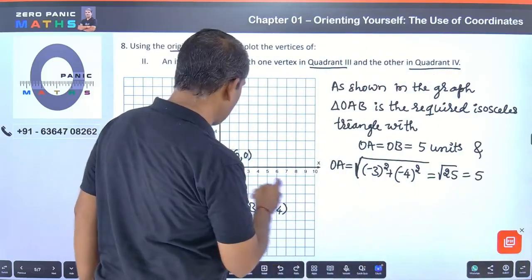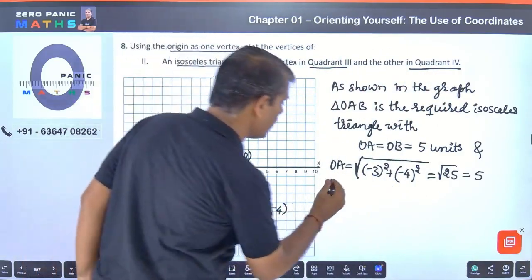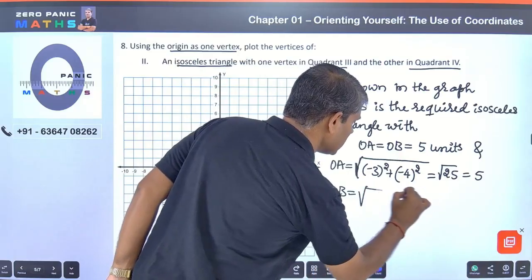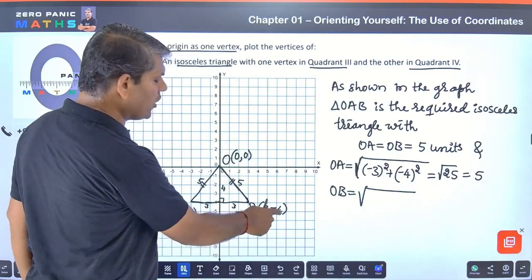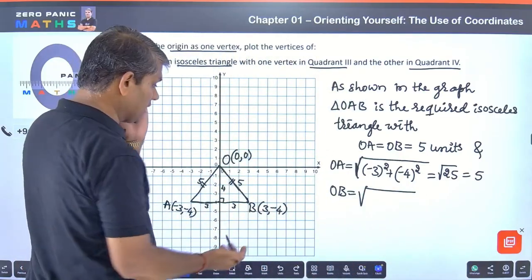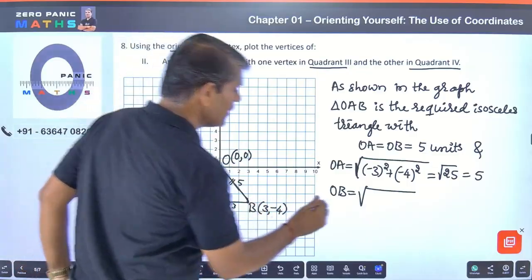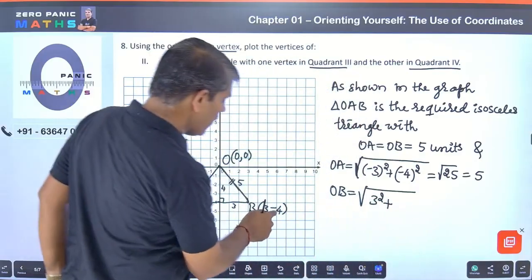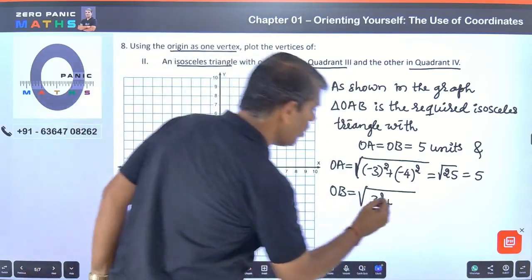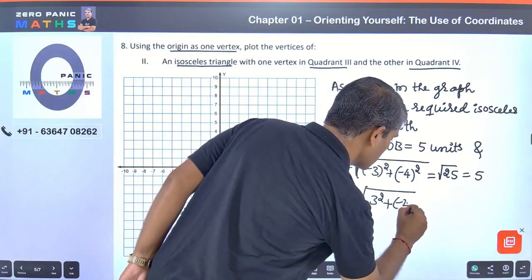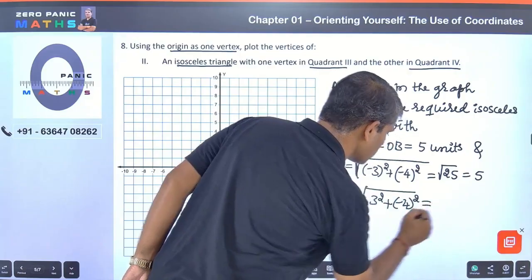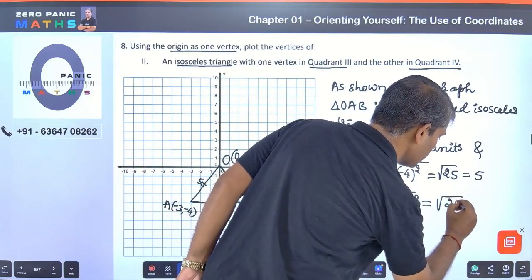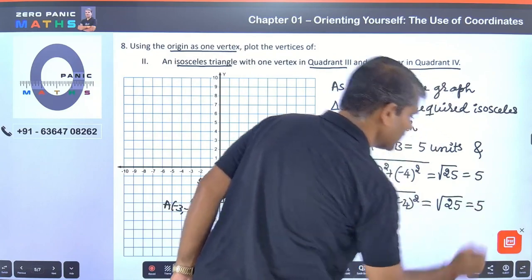Understood this? Now similarly, we should be getting OB equal to 5 units only, because it is the same coordinate points with different signs. So 3 minus 0, which is again 3 square, plus minus 4 minus 0, which is minus 4 square. Which is also 9 plus 16, and that is square root of 25, 5 units.